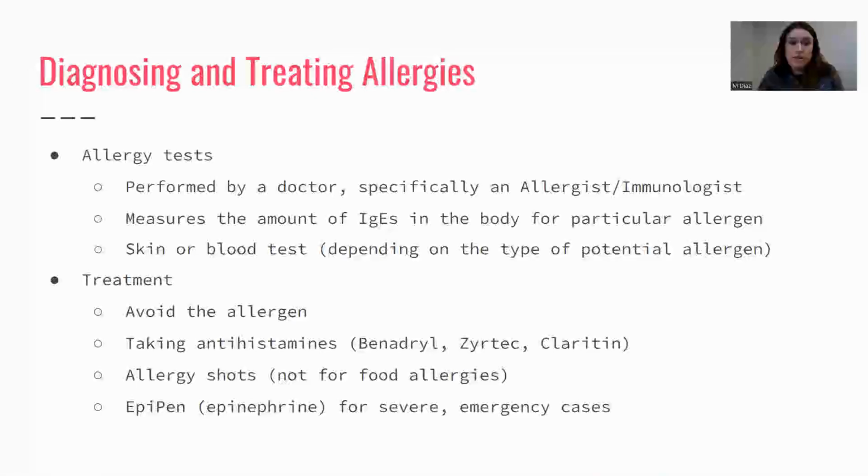Diagnosing and treating these allergies. Again, these are specific for food allergies. So allergy tests have to be performed by a doctor, specifically an immunologist or an allergist. This is done by measuring the amount of IgEs in the body for that particular type of allergen. And this can be done via a skin or blood test, again depending on the type of potential allergen. With food allergies, you can mainly do that through a skin test.